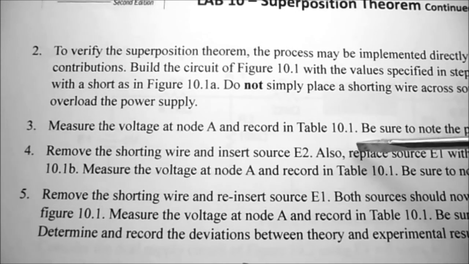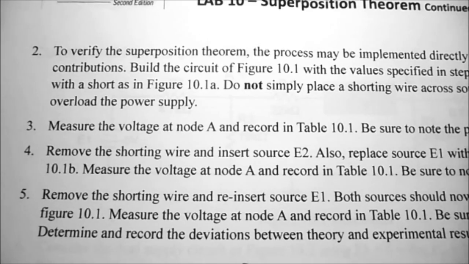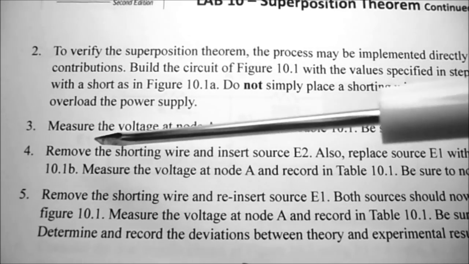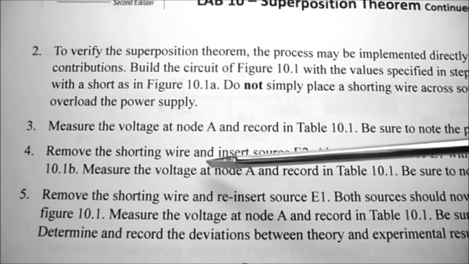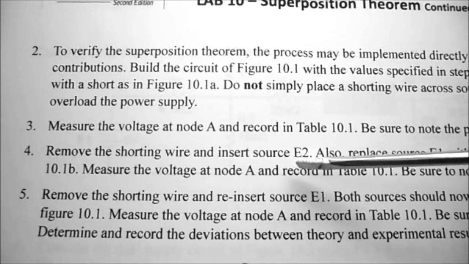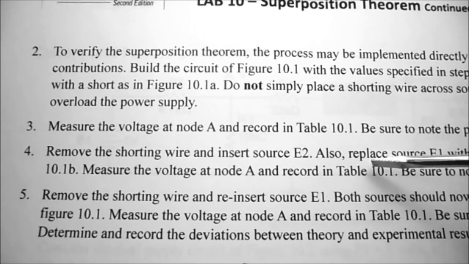Now we're also going to replace source E1 with a short, as in figure 10.1b. And we're going to measure the voltage at node A. We're to record this in table 10.1 and be sure to note the polarity.